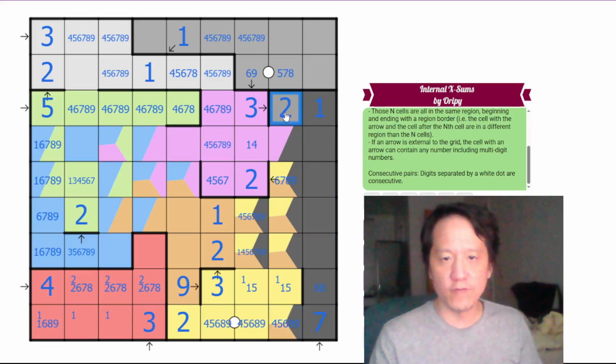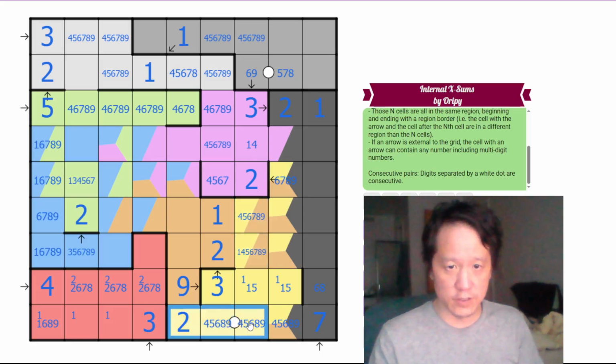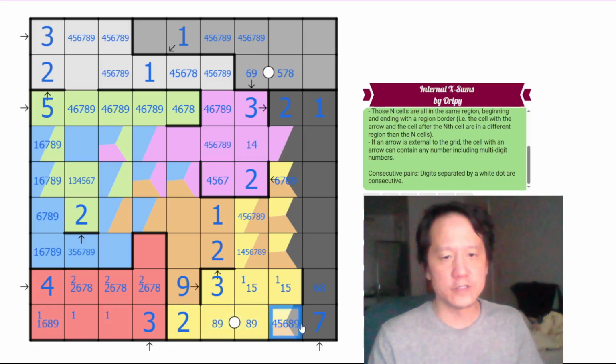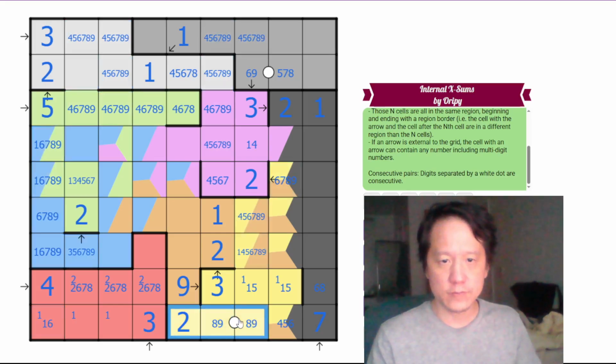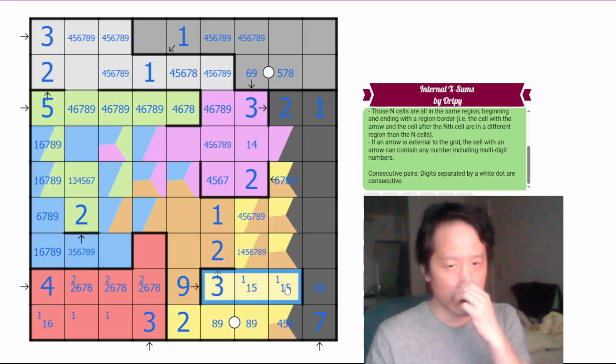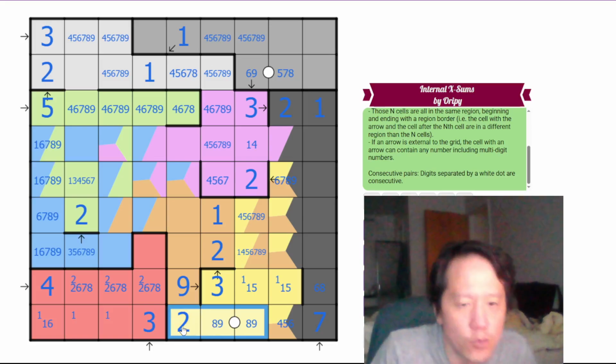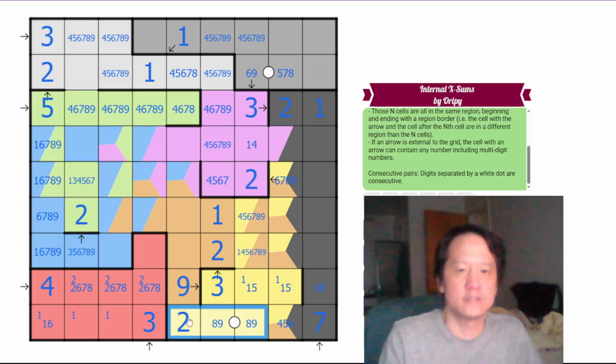So we have 8 darks, so these cannot be dark. This is yellow, this is yellow, this is yellow. This cannot have a 5, so this has to be an 8, 9 pair. So this is 8 and 9 consecutive. This yellow already has 3, 1, 5, and 2, 8, 9. So it needs a 7, a 4, and a 6.